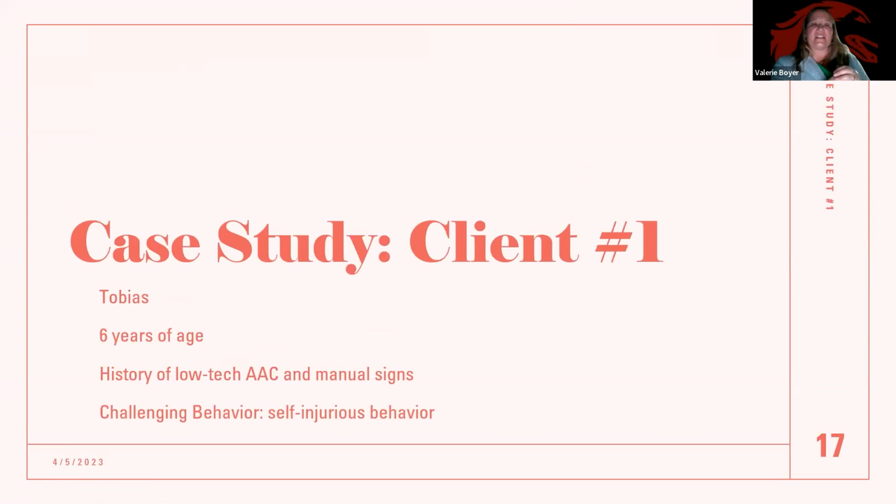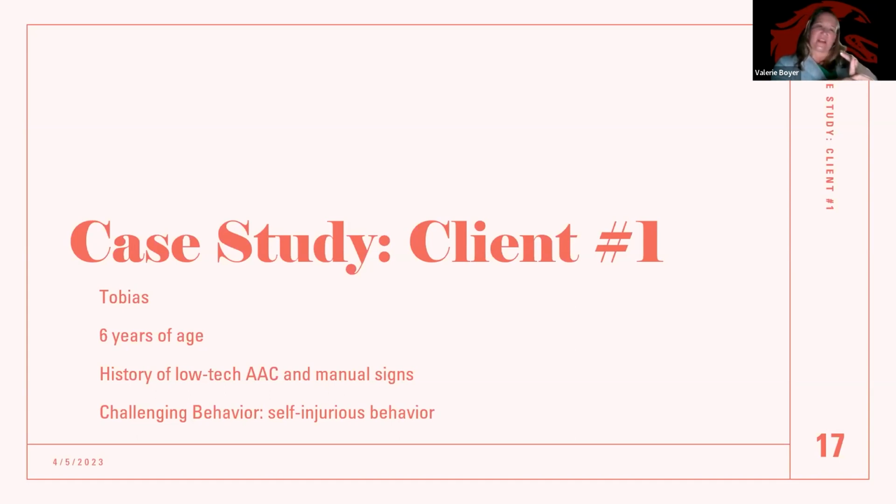He comes into this project with a history of low-tech AAC and a very few number of manual signs. So he does sign, for example, he has a sign for more that he uses, and then he has a picture exchange communication type of system that he had been utilizing. And if you look at the PECS framework, he was in about phase 3 of PECS. So he had independently selected one picture.